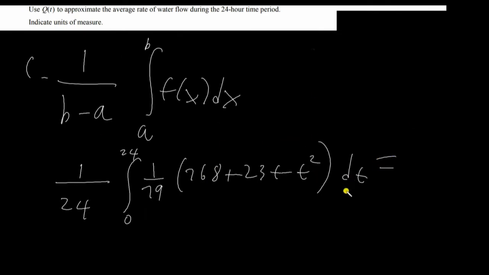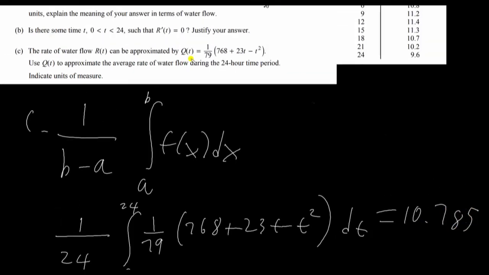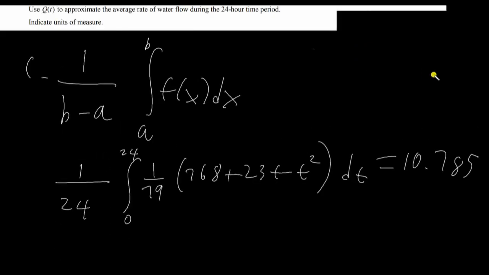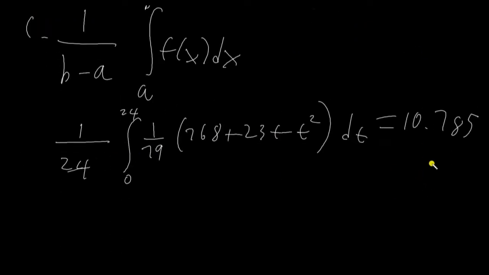This is just going to be plugging into the calculator, and you're going to get 10.785. Then again, looking at units, we want to find the average rate of water flow. Well, that's just going to be some rate of water flow. So the units for the average rate of water flow are going to be the same as the units we use for r of t and q of t. And since r of t is measured in gallons per hour, as you can see up here, this average water flow is also going to be measured in gallons per hour.